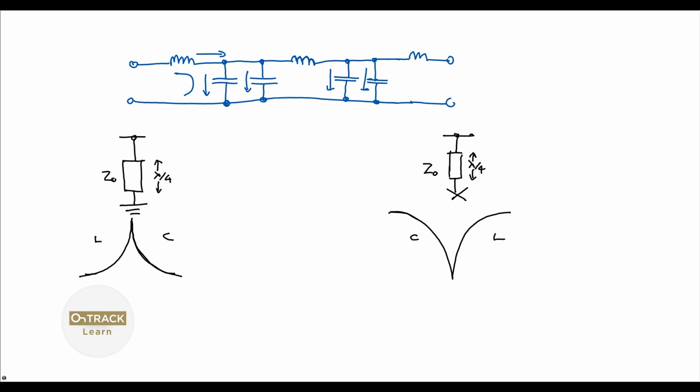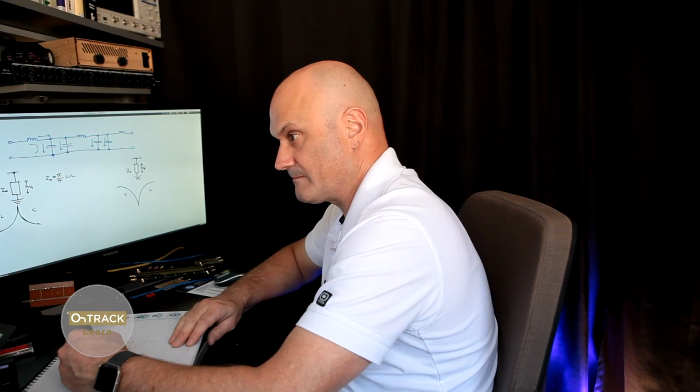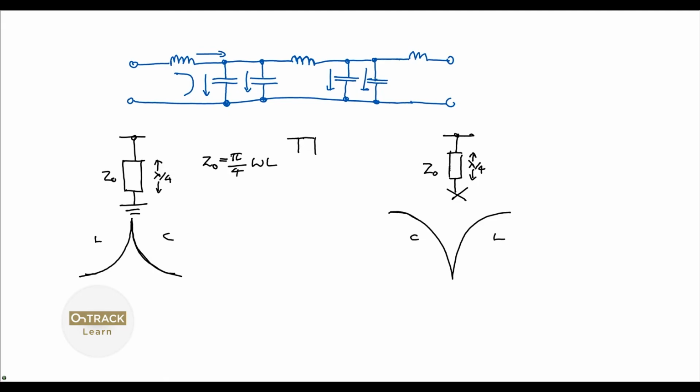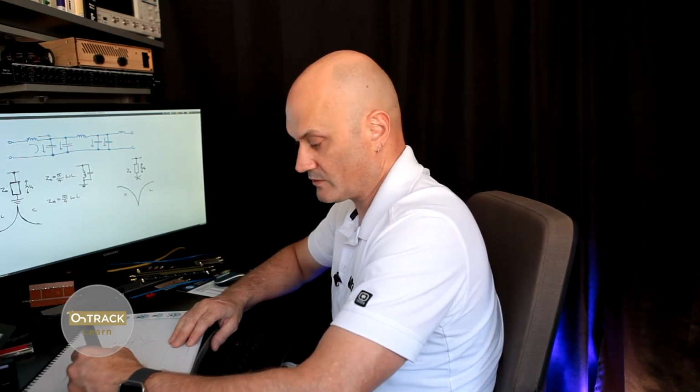And so a shorted segment has this transform where Z0 is pi on 4 omega inductance, and that's for a parallel resonant tank circuit. And then we have this transform, which you can use for filter design, pi on 4 omega L. So it's the same when this is a transmission line segment that's 90 degrees or quarter wavelength long.